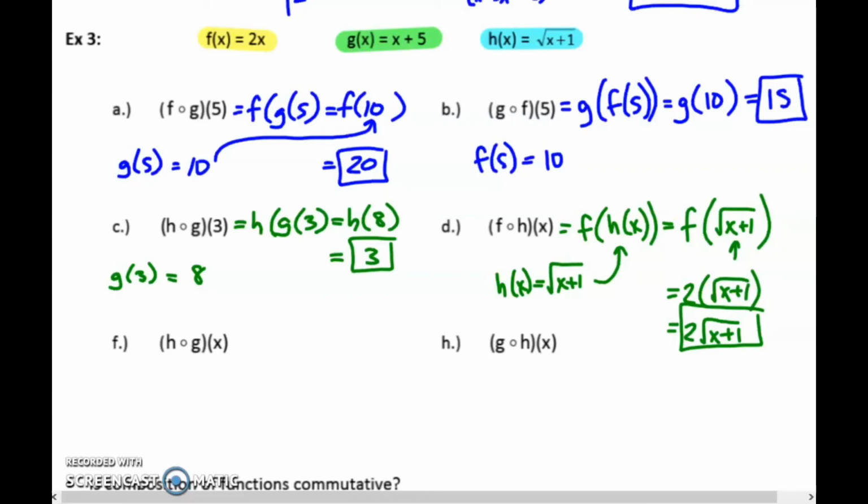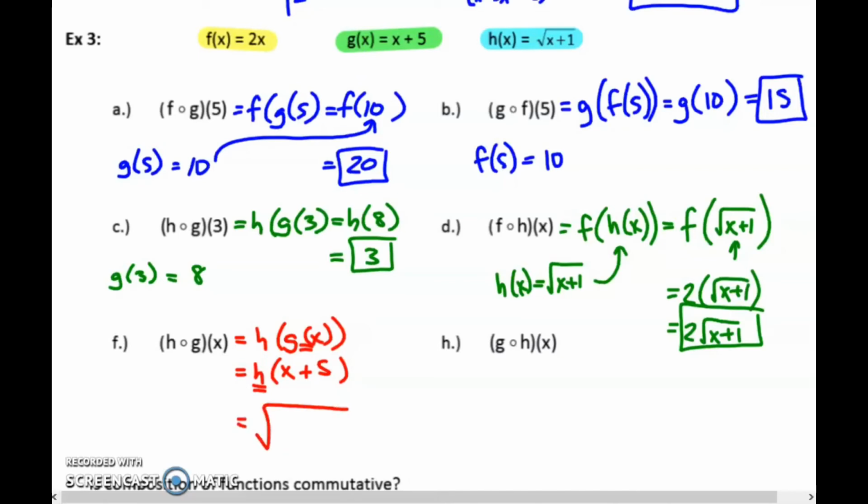H of g of x. So it's going to be h of g of x, which is equal to h of, you're going to take this g function right here from up above. So the g function is x plus 5, and that goes in here. So now what we're doing is we're evaluating h. So I need the h function, which says square root x plus 1. So I'm going to have the square root.